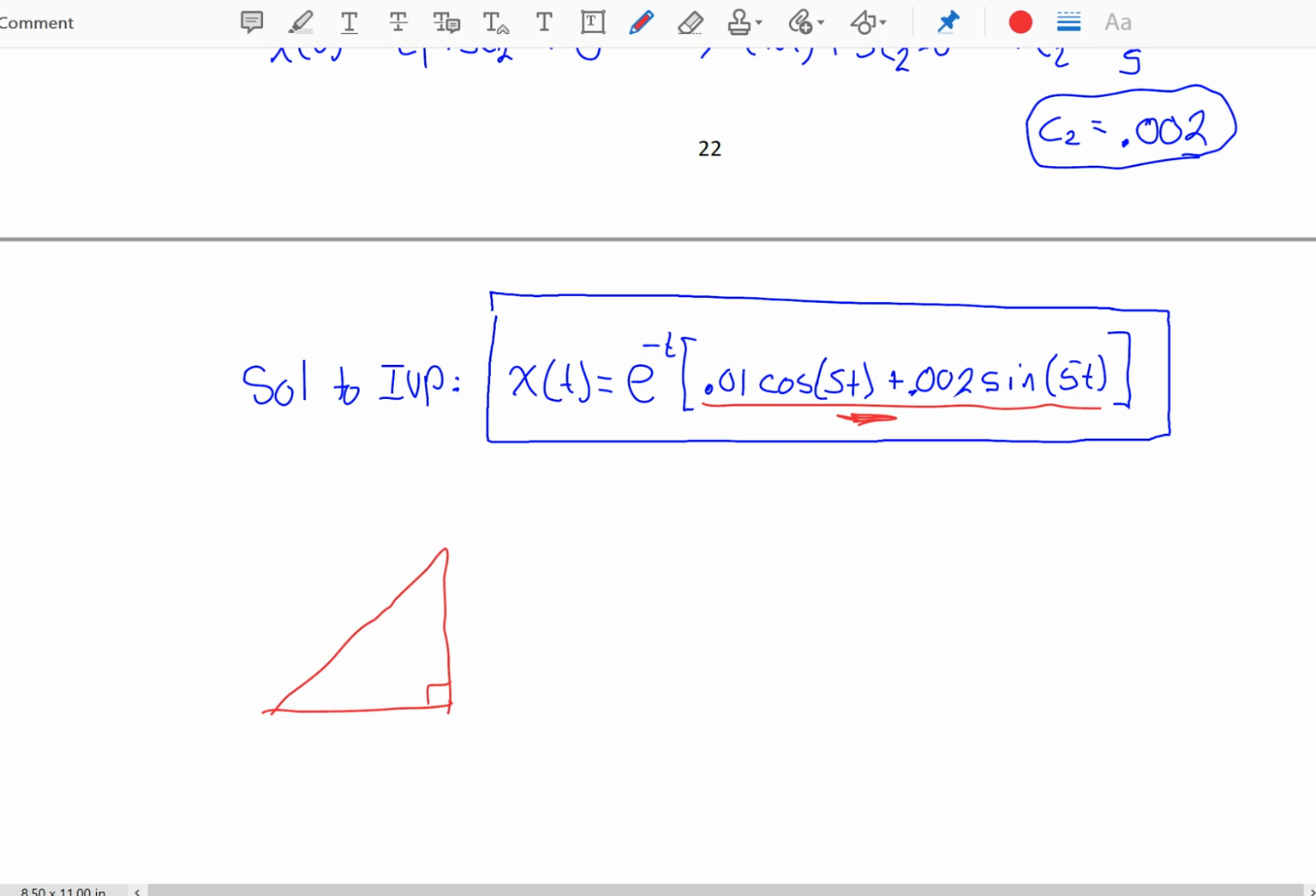Okay, let's see how you did. I'm hoping you put your c1 constant on the horizontal side of your triangle, your c2 constant on the vertical side of your triangle, and recall that your amplitude is going to be the hypotenuse, and your phase angle delta is going to be this angle. So that we can say A, your amplitude, would have to be the square root of 0.01 squared plus 0.002 squared, all that square rooted.